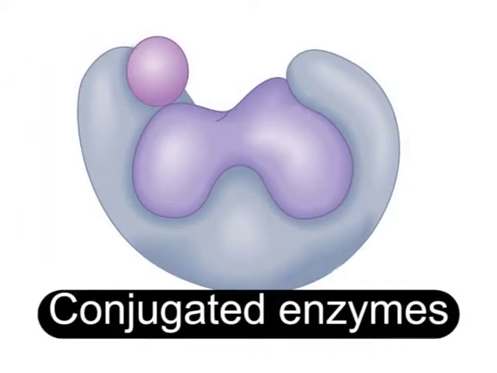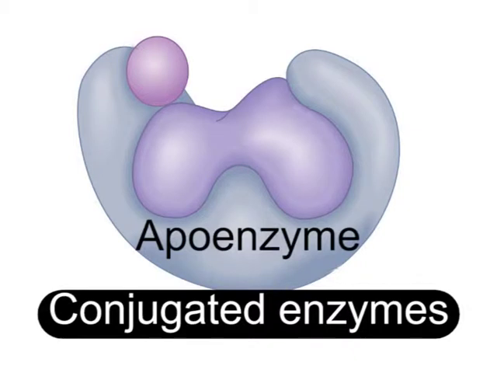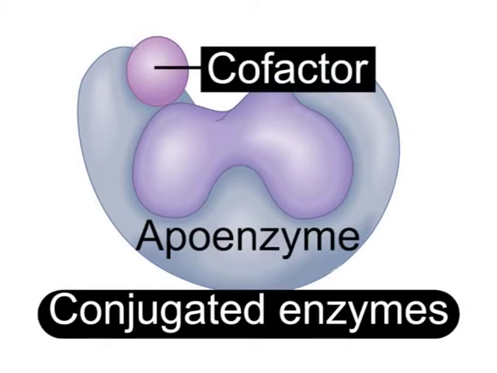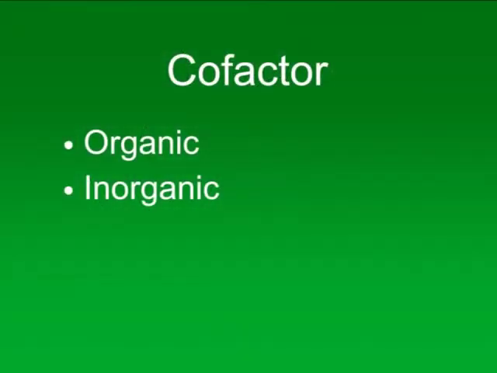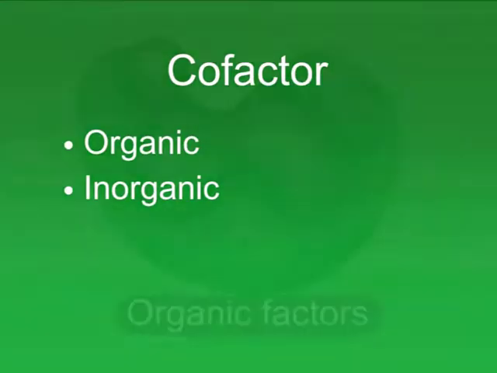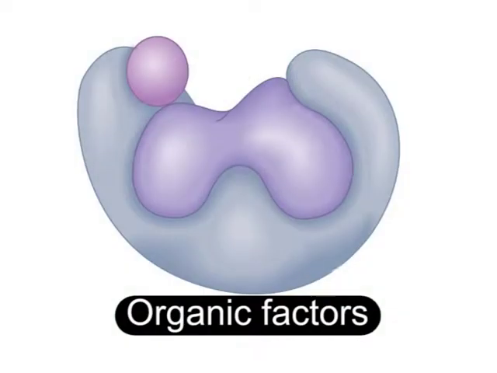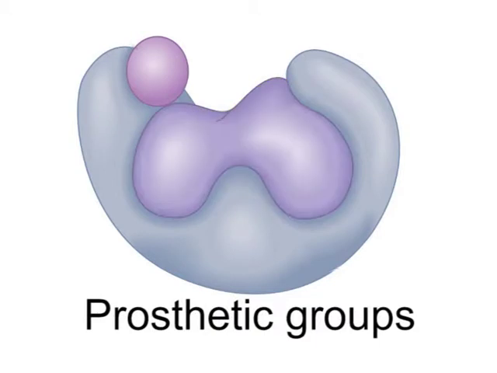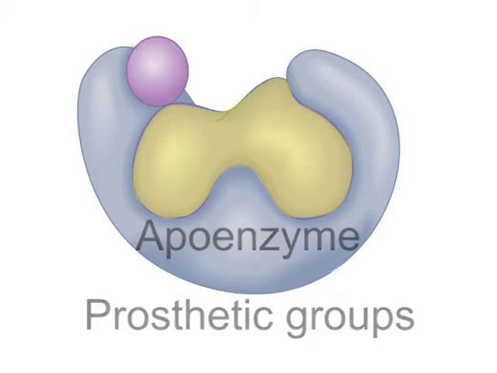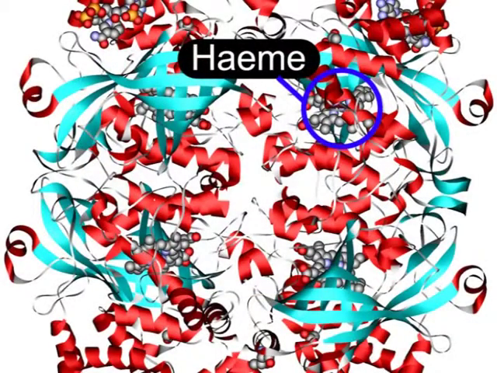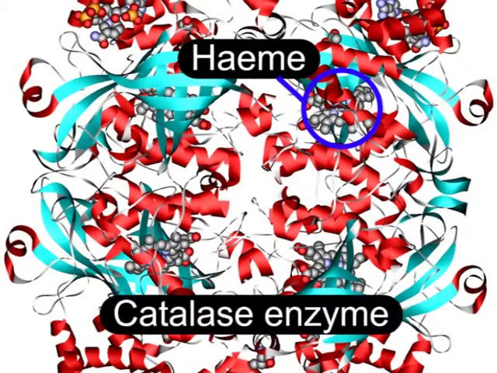Conjugated enzymes consist of two parts, a protein part called apoenzyme and a non-protein part called cofactor. Cofactors can be organic or inorganic in nature. Organic cofactors are of two types: prosthetic groups, which are tightly bound to apoenzyme. Example, heme is the prosthetic group of catalase enzyme.